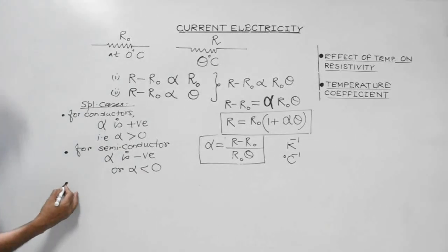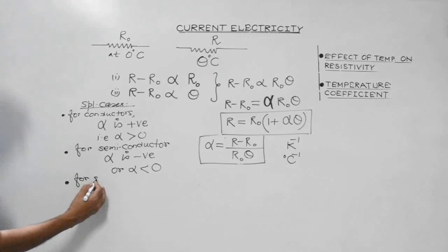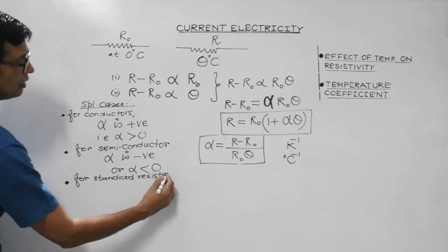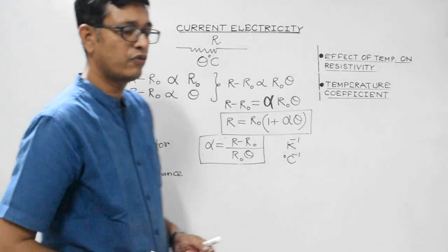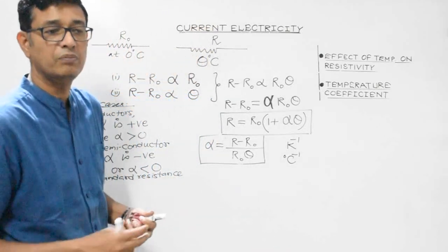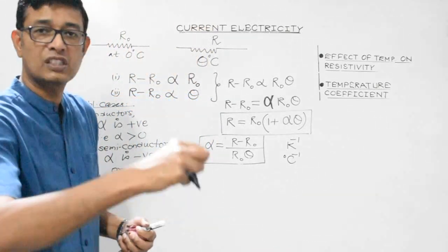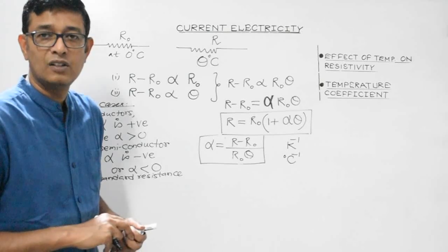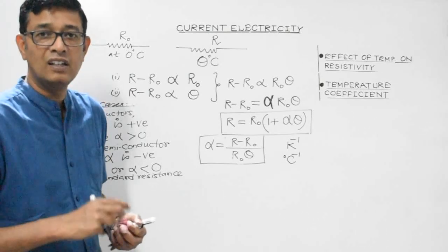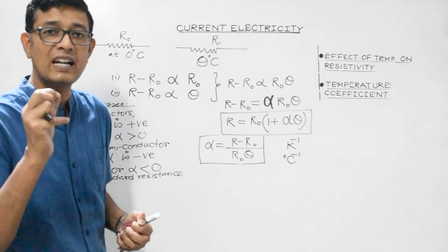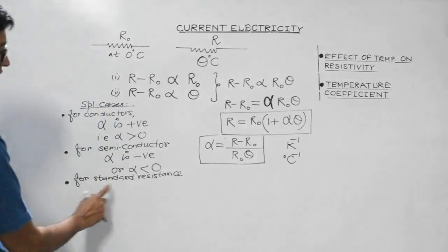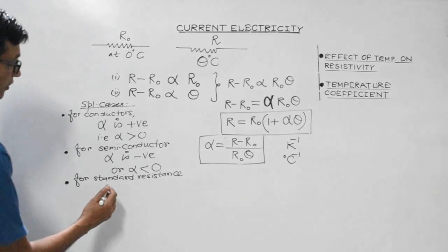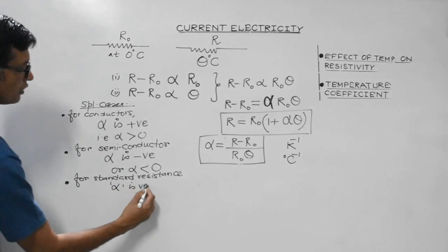There's another important point. For standard resistance wire, now in electrical measurements we will make use of certain devices like meter bridge, potentiometer. There we make use of standard resistance wire. It's basically made up of alloy, manganese or Constantan, Eureka, right? These are the alloys which are used for making standard resistance wire. So for standard resistance wire like made up of manganese, Constantan, Eureka, the value of alpha is very small.